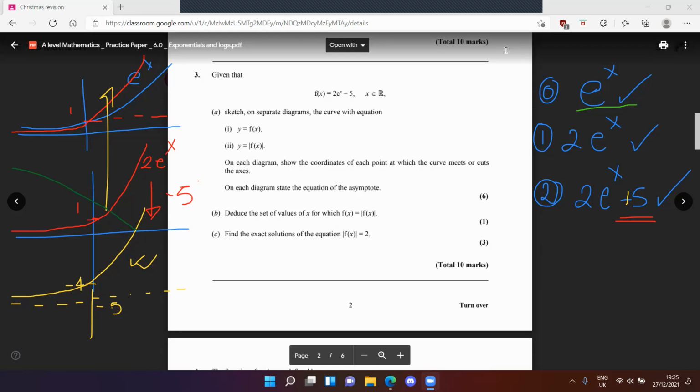And what would be that point? Can you guess? 4. 5. No, 4. Well, yeah, 4, and then it will approach 5. That's it. Okay.